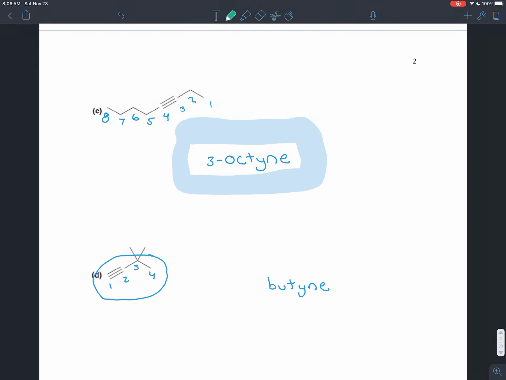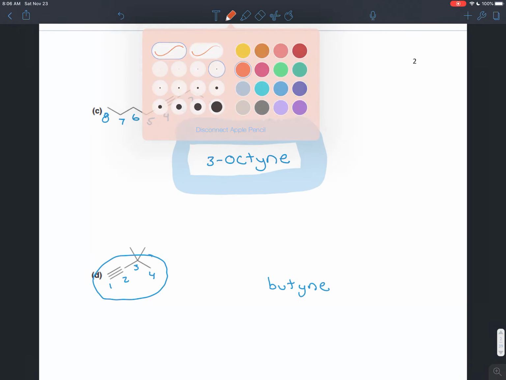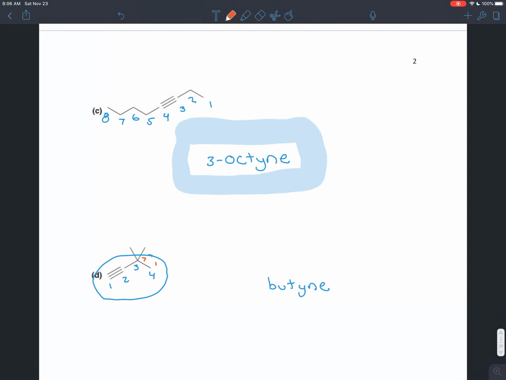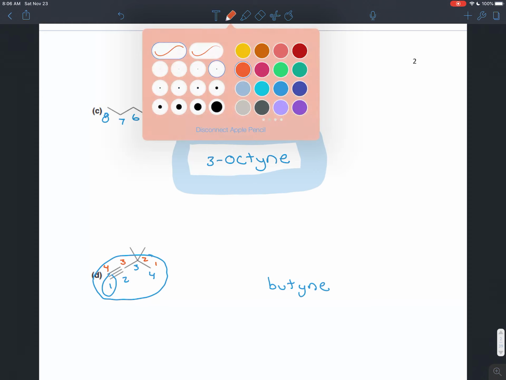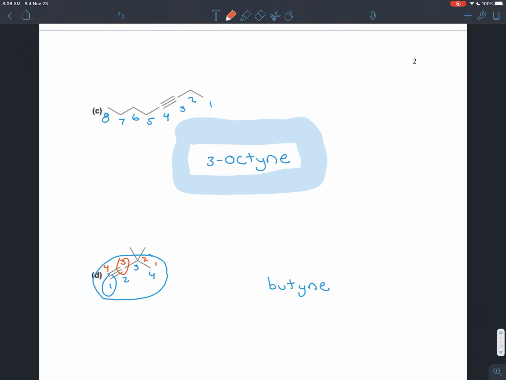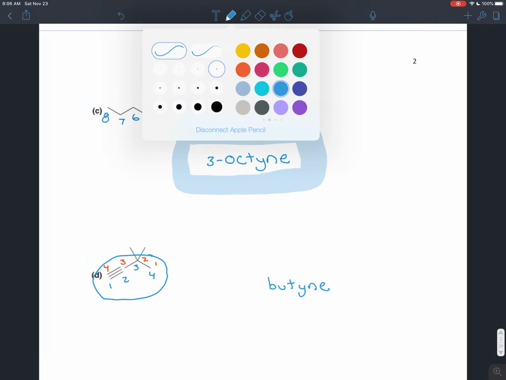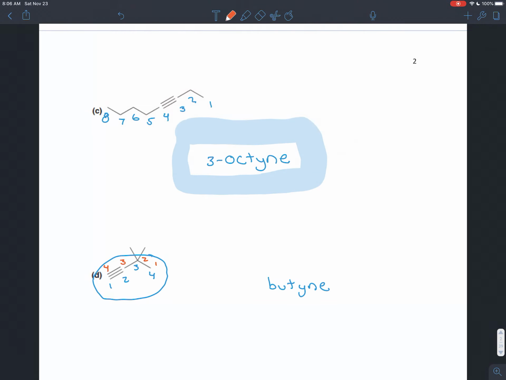We could number it left to right, as we have, or, as I'm going to write above, we could number it from right to left. Which one is the better way to number it? The way at the bottom gives us the lower number for the alkyne. Alkyne starts at carbon number 1. Whereas on top it starts at carbon number 3. But the one on top gives us the lower number for the branch. These branches come off of carbon number 2, whereas here they come off of carbon number 3.